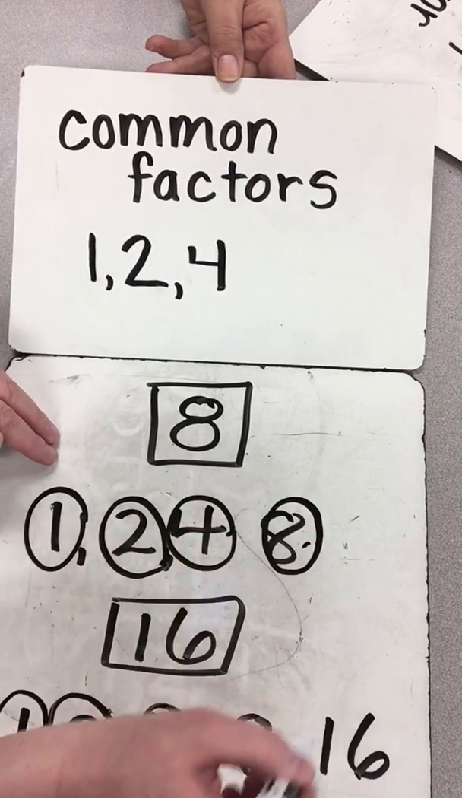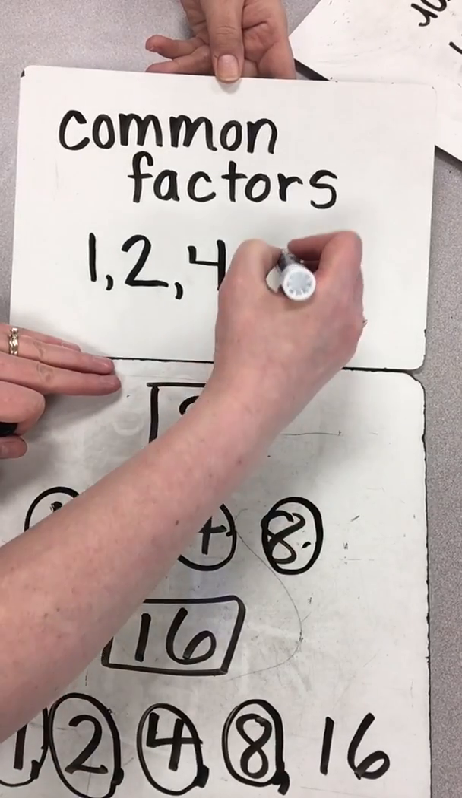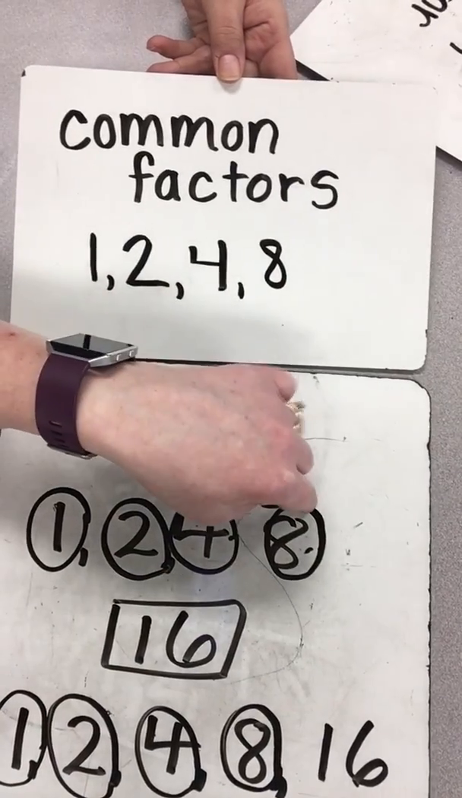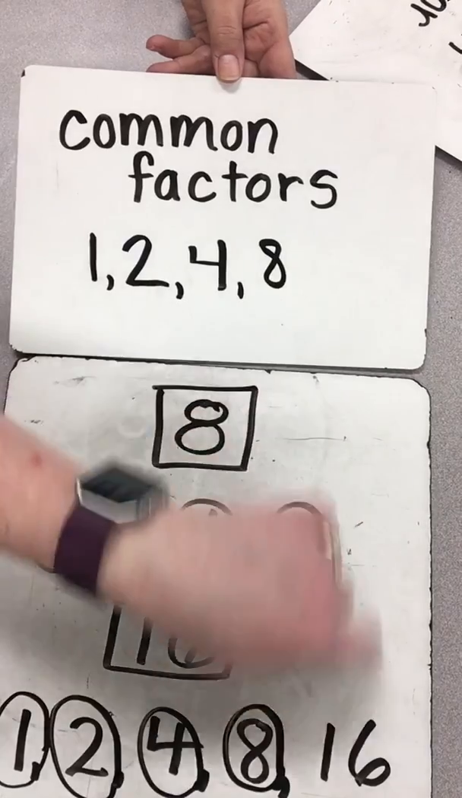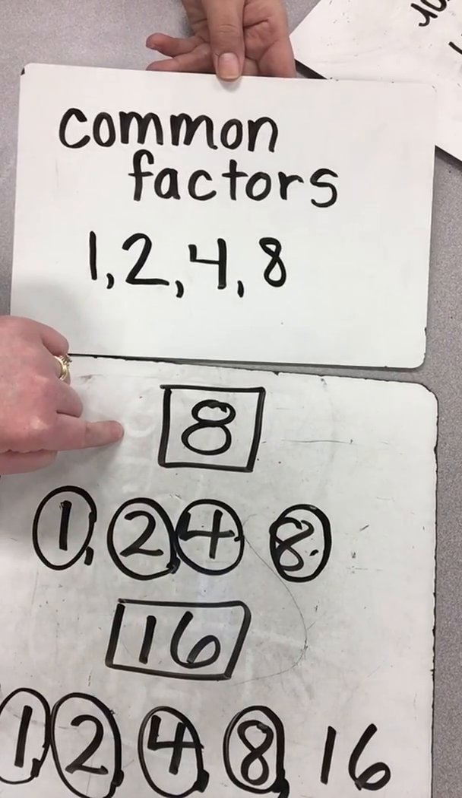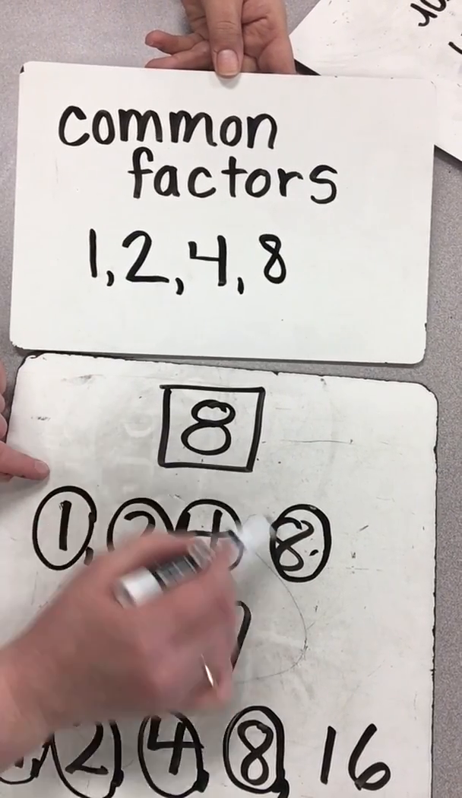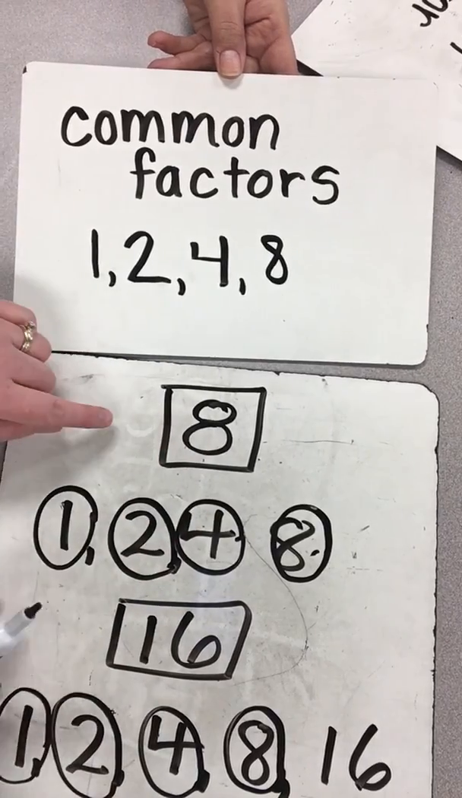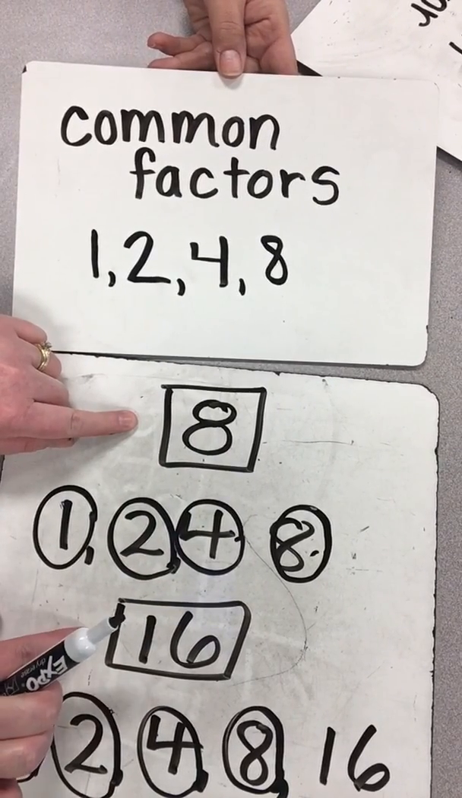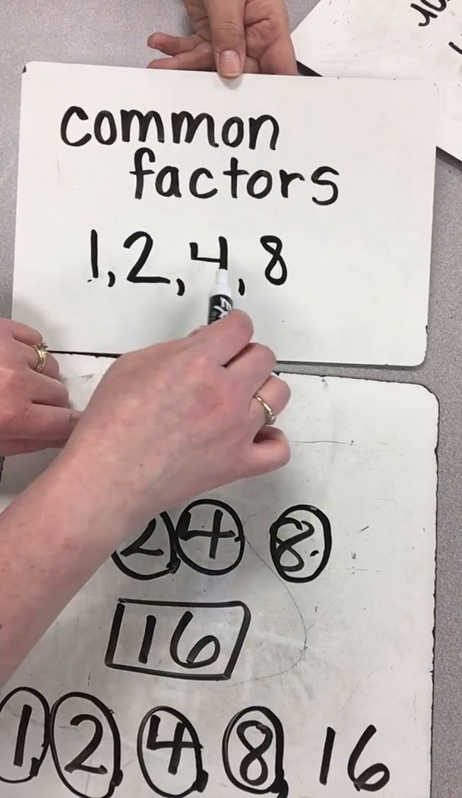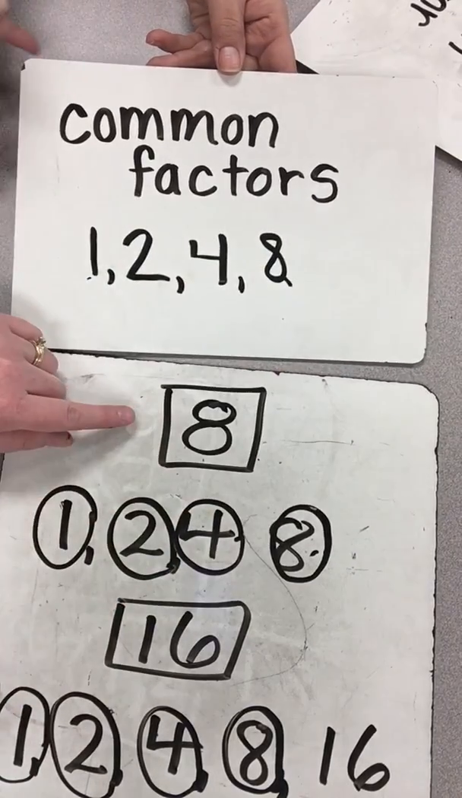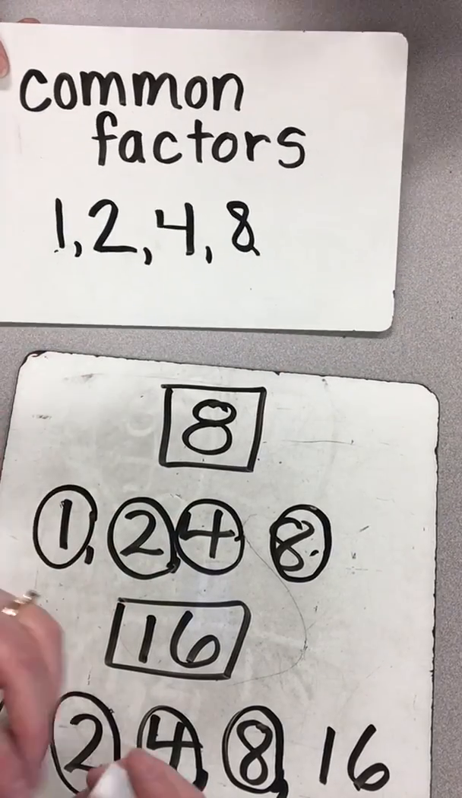Yes. Now, here's the deal, guys. I'm out of numbers up here, which means 16 is not a common factor. It can't be a factor of 8 because 8 was the highest number I could go to. So my common factors of the numbers 8 and 16 are 1, 2, 4, and 8. Okay, those are the factors that they have in common.